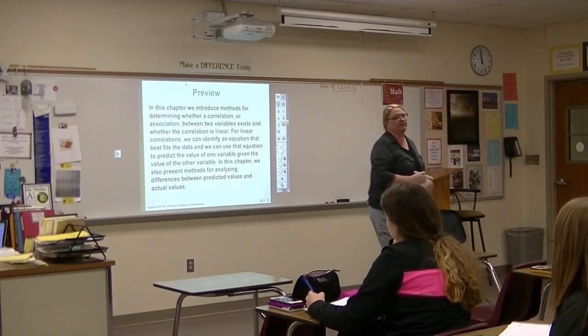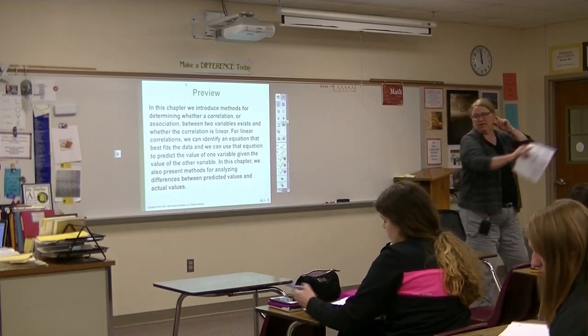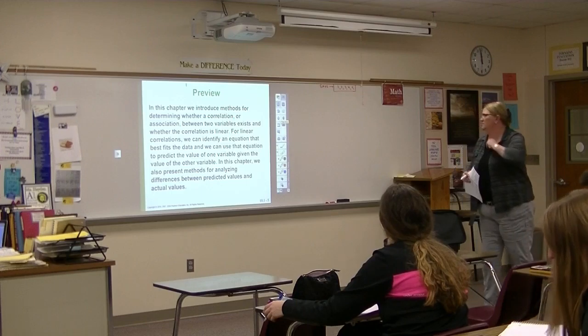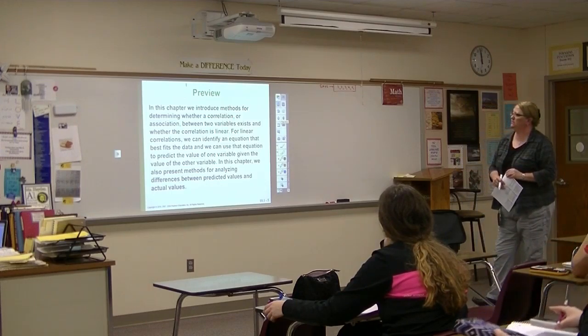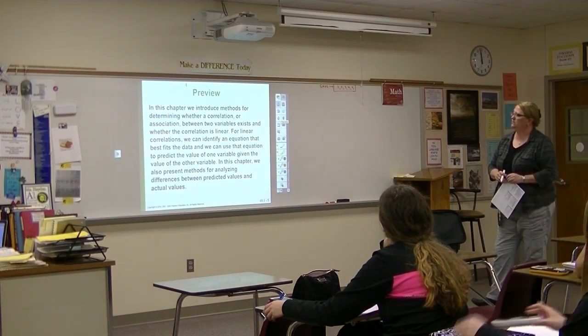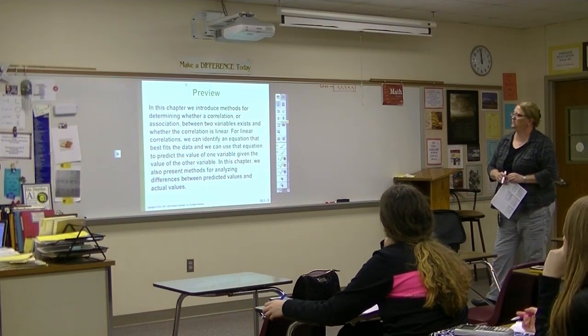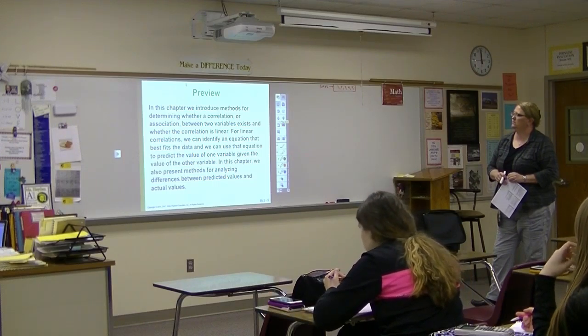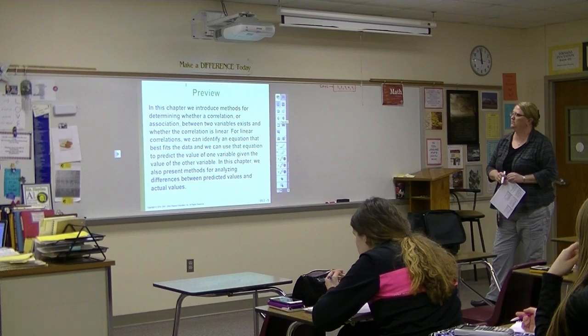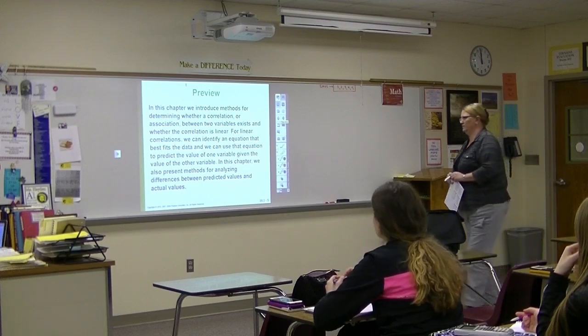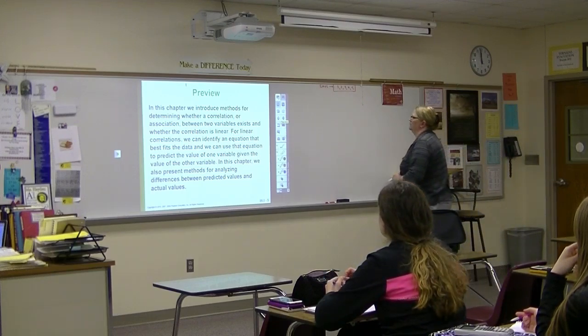Alright, who's my reader? Go ahead, Tanner. In this chapter, we introduce methods for determining whether a correlation or association between two variables exists, and whether the correlation is linear. For linear correlations, we can identify an equation that best fits the data, and we can use that equation to predict the value of one variable given the value of the other variable. In this chapter, we also present methods for analyzing differences between predicted values and actual values.